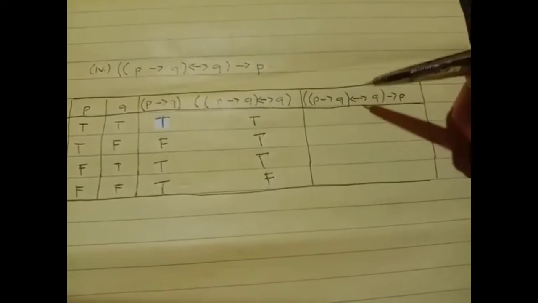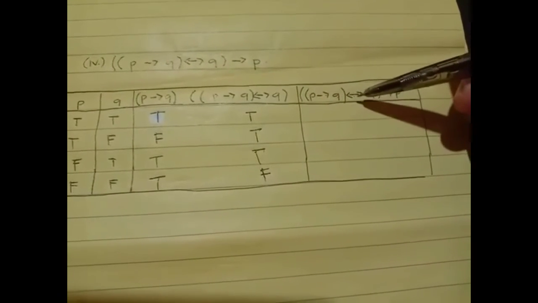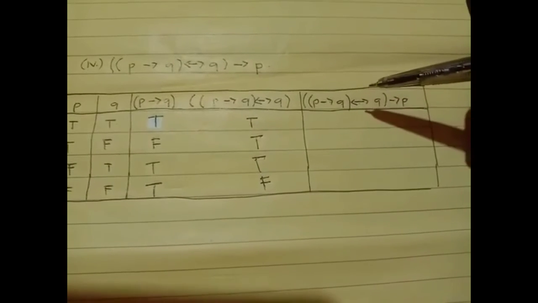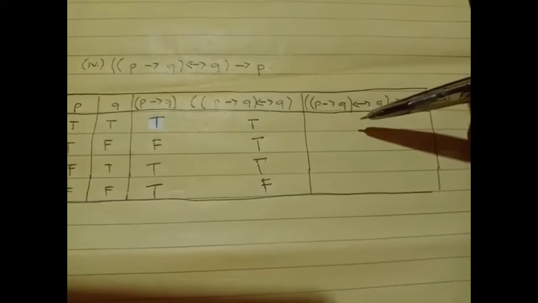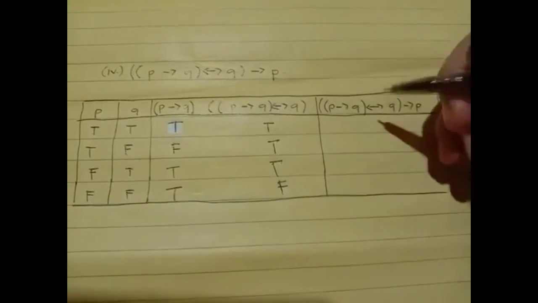Remember that in the biconditional statement, P if and only if Q is true if P and Q have the same truth value, such as two false or two true, and false if P and Q have different truth values. So now let's find out the truth value of this propositional form.